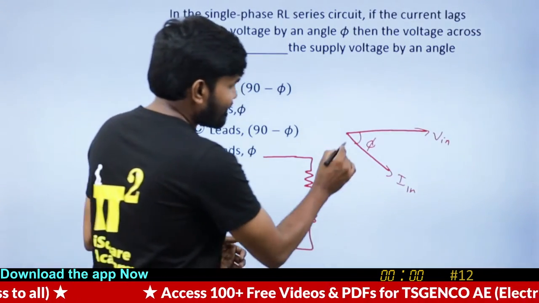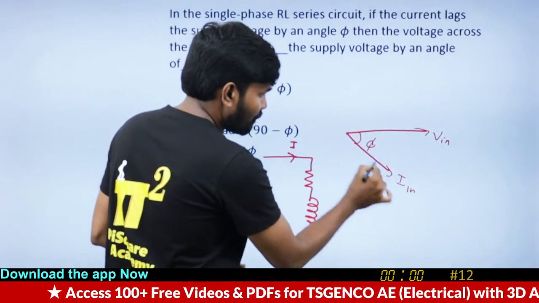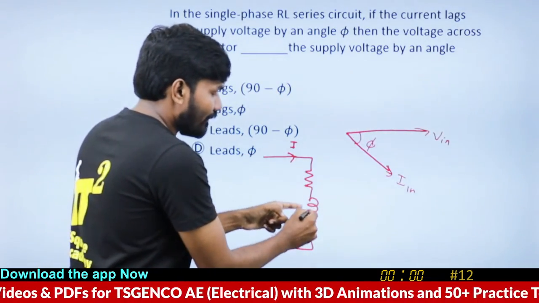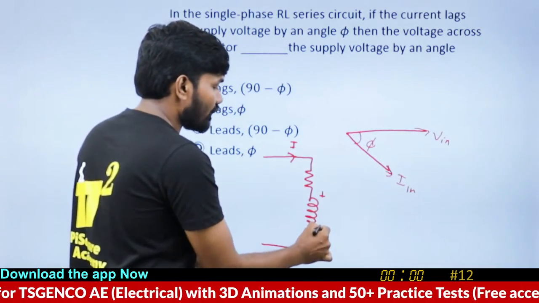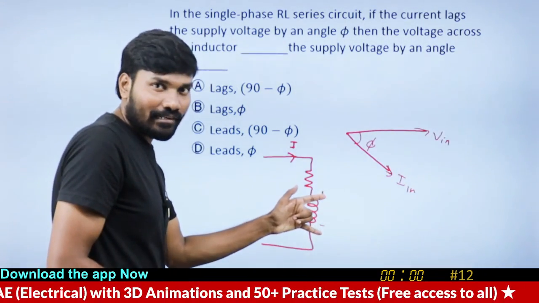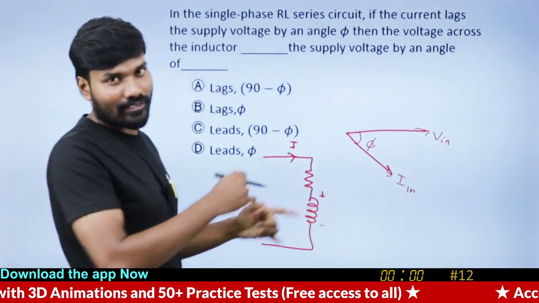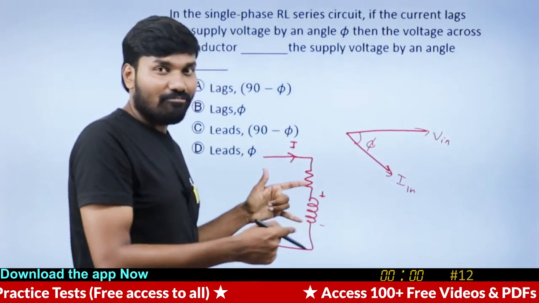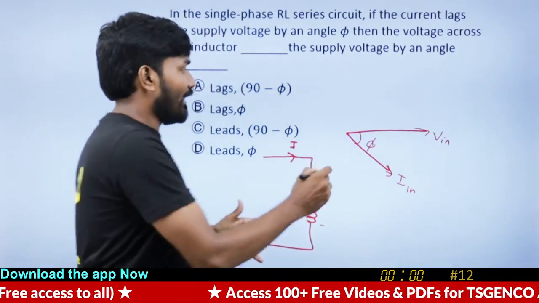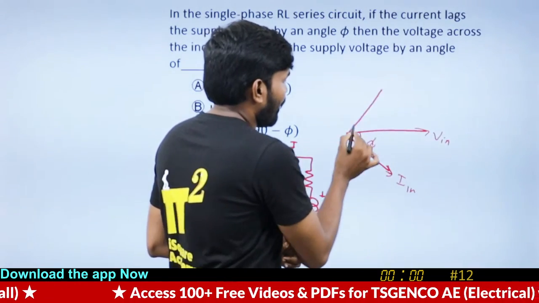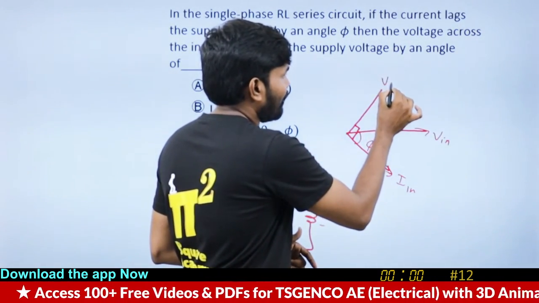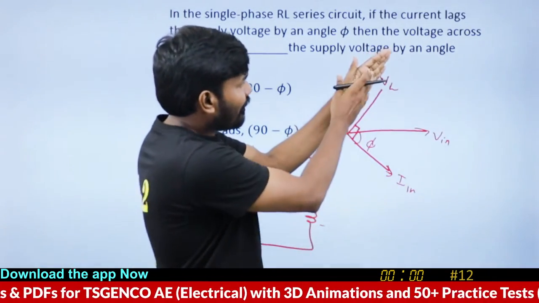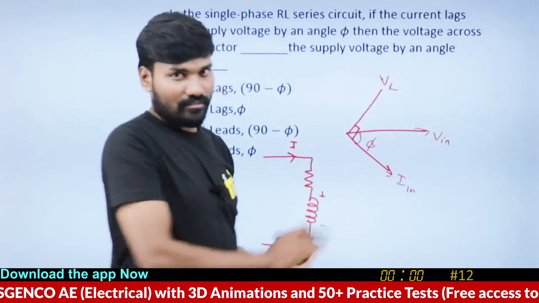So this is the current phasor. I told you, for current flowing through the inductor and the inductor voltage, the voltage across the inductor will lead its own current by 90 degrees. I'm repeating: voltage across the inductor will lead its own current by 90 degrees. Or else you can also say the inductor current will lag its voltage by 90 degrees.